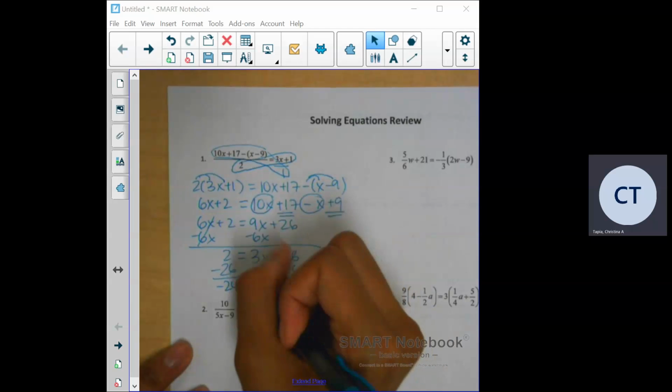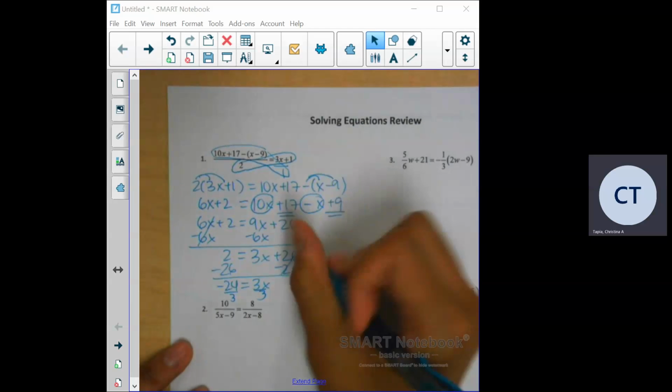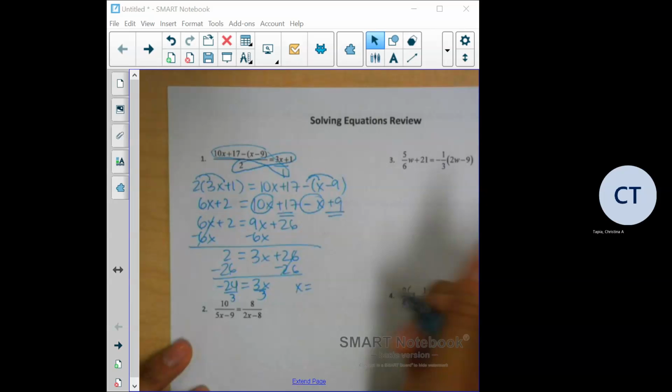Last thing I have to do is divide both sides by 3. What's 24 divided by 3? What kind of 8?